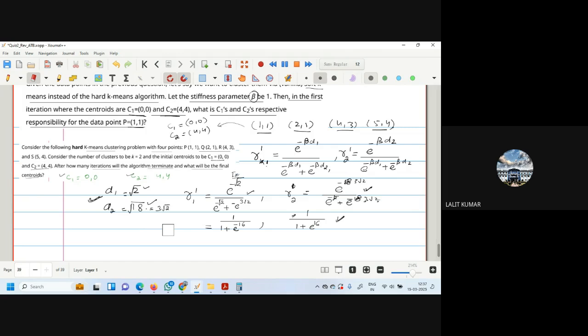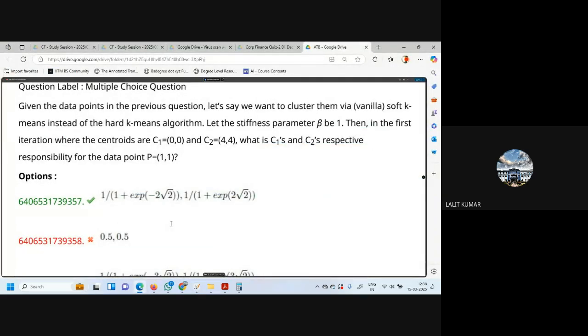Okay, and then we can just find the answer. So this will become 1 plus e to power minus 3 root 2, and this will become e to power 1 divided by 1 plus e to power minus root 2 plus 3 root 2. So this will become 1 plus e to power minus 2 root 2 and this will become e to power 1 plus e to power 2. Okay, so this is the answer. So our answer is matching.